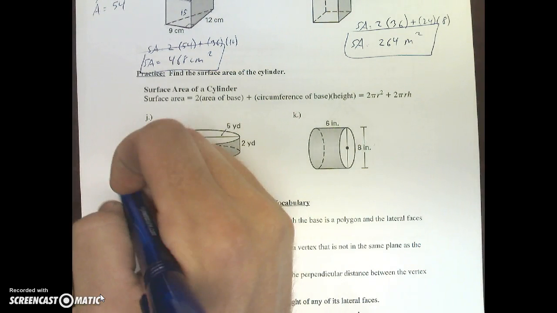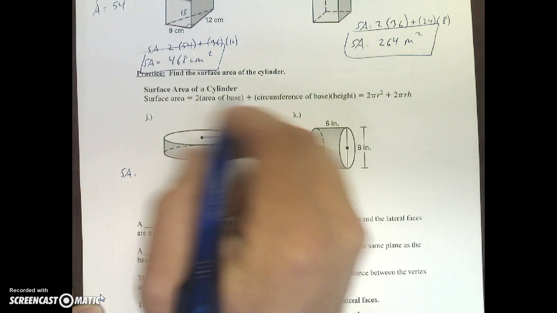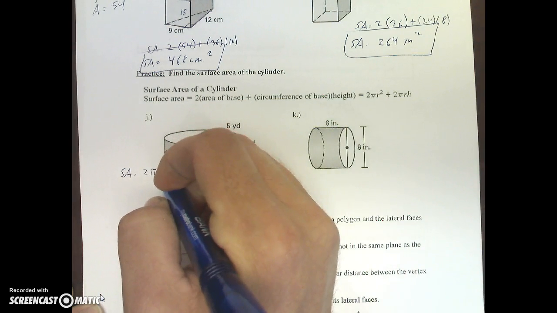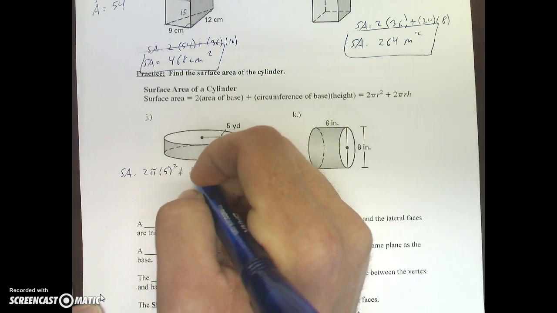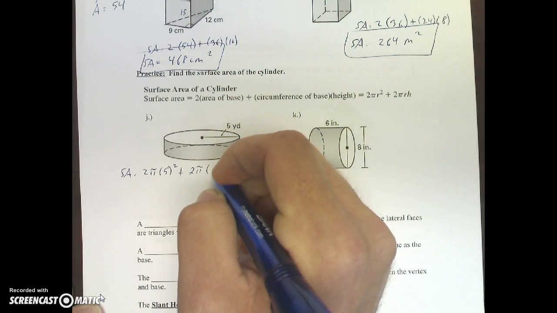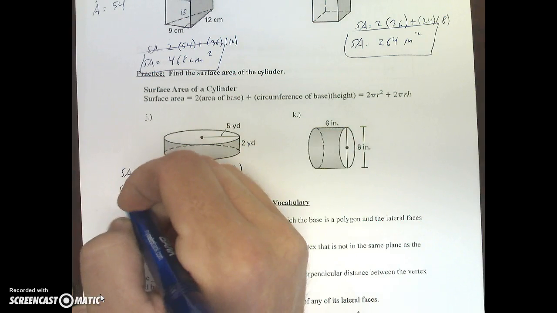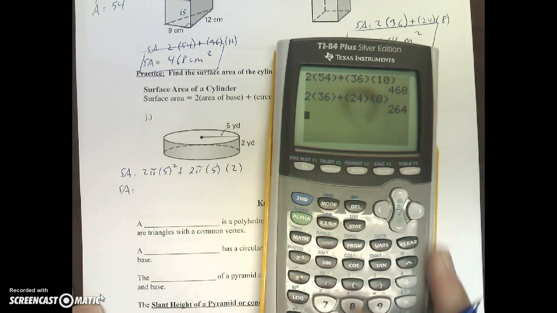Okay, so I'm going to just plug everything right into this formula. 2 pi, my r squared is 5 squared, plus 2 pi, my r is 5, my height is the other one between it, 2. Look how nice that is. This is actually way less work than the other one. I would like you guys to use the pi button on the calculator. I'll show you that in a minute.